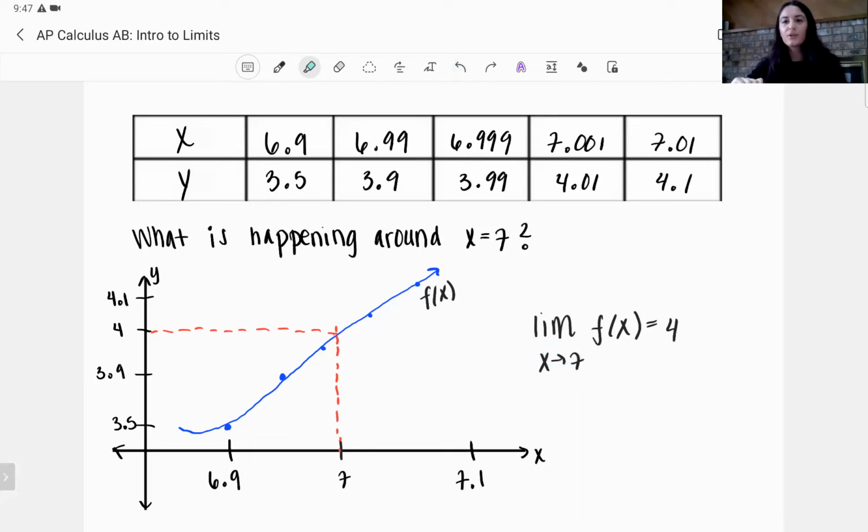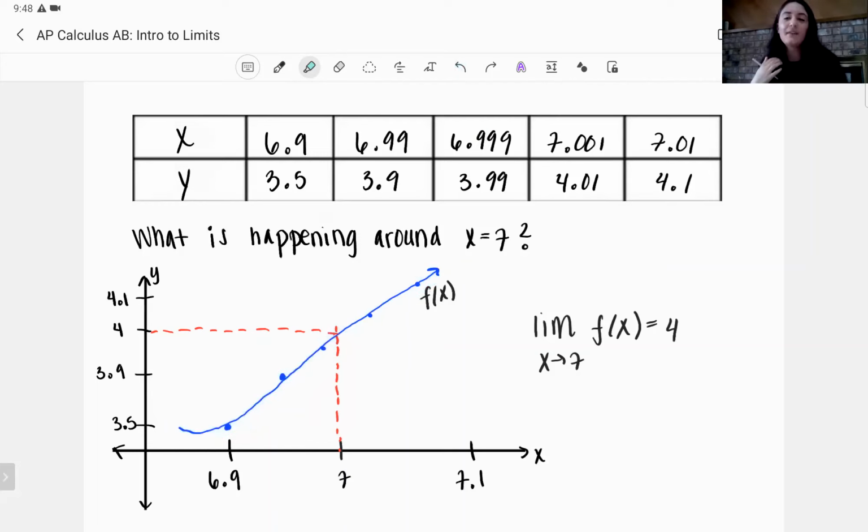Well, we drew a little picture of our graph and then we traced our graph from the left and we're like, okay, as we're getting close to an x value of 7, it looks like our y values are coming to 4. Same thing from the right, if we trace this graph, as our x values are getting really close to 7, it looks like our y values are getting really close to the value 4. So that's what a limit is.